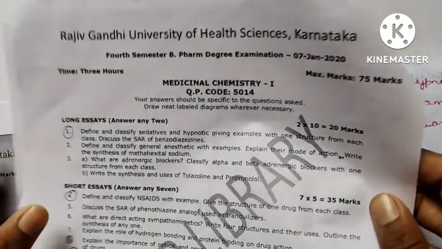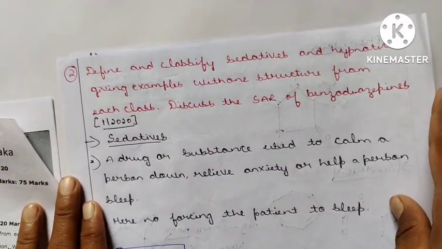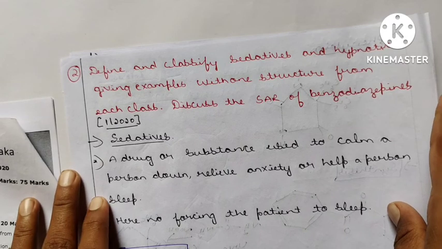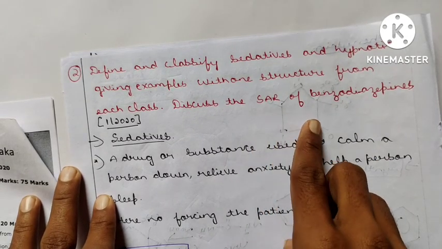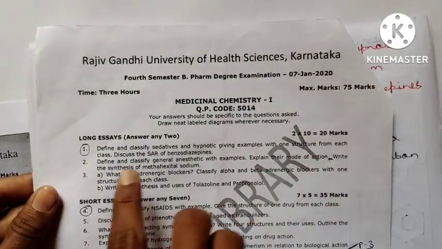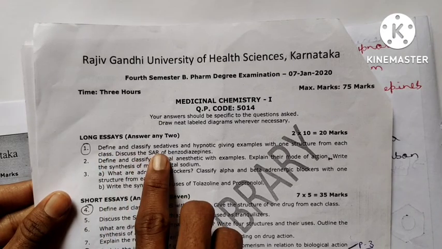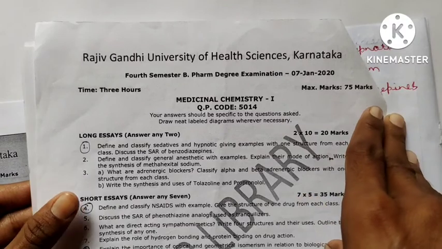The next question is: define and classify sedative and hypnotic, giving an example with one structure from each class. Discuss the structure activity relationship of benzodiazepines. This question was asked in the year 2020.